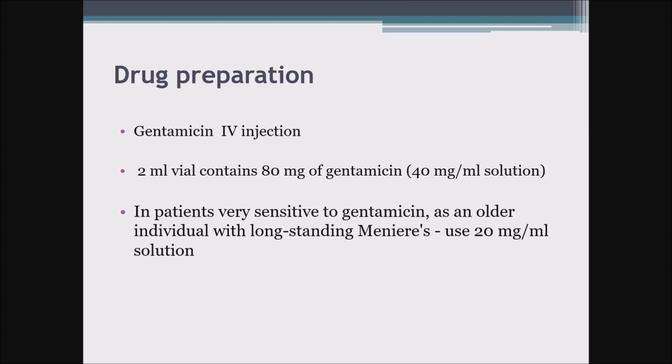For drug preparation, gentamicin is available in a 2 ml vial containing 80 milligrams, so the concentration is 40 milligrams per ml. For patients who are sensitive to gentamicin, or older patients who have had Meniere's for many years, we can use a 20 milligram solution.